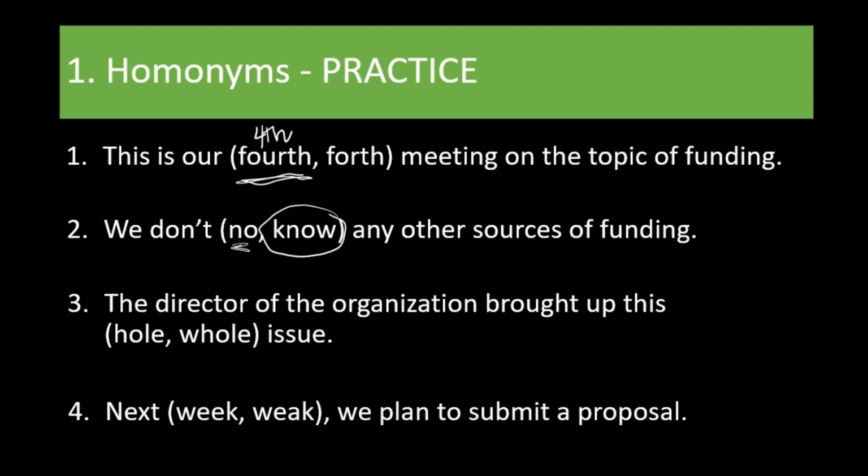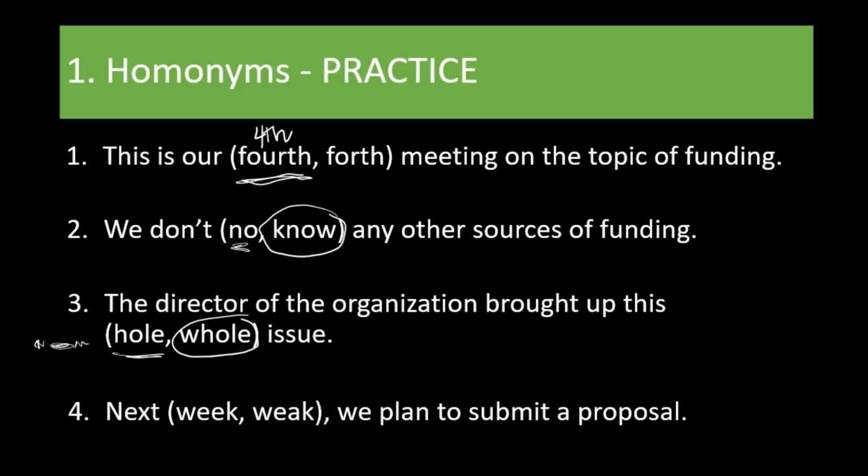The third sentence reads, the director of the organization brought up this whole issue. Well, this first hole that we see, H-O-L-E, is like if you're walking along and you see a hole in the ground and you don't want to step in it because you might fall into the hole or you might trip. That's the first one. The second whole that has the W starting off the word is talking about an entirety. So if I ate the whole cake, that means there's no crumbs left for you. So when we read this sentence, which whole do you think we're supposed to choose? Correct, the second one, because the first one is talking about something in the ground that you could fall into or you can end up hurting yourself if you were to step into it.